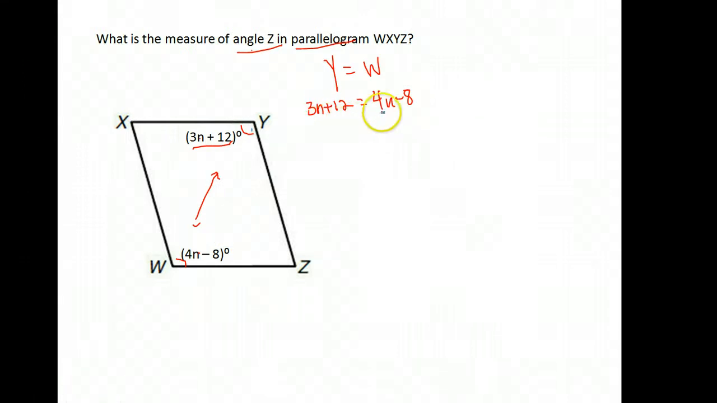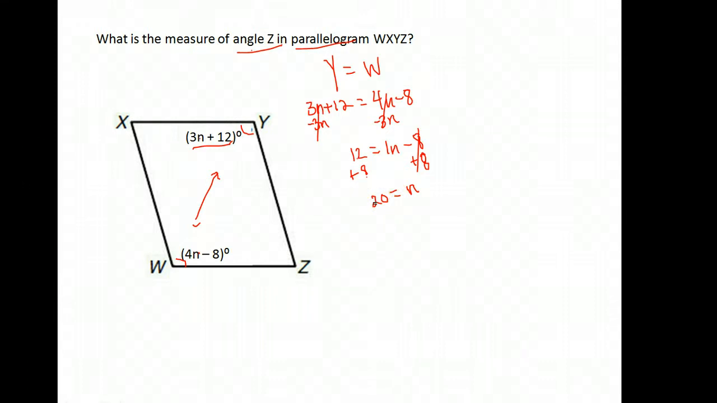That means we need to get our n's on the same side, so this 3n here, to move it, I would have to do minus 3n. Whatever you do on one side, you have to do on the other. So on the left, I still have 12. On the right, 4 minus 3 gives me just 1n minus 8. Now I want to get n by itself, so I have a minus 8 here. I need to do the opposite to move it, and do the same here. That gives me n. 1n and n are the same thing. 12 plus 8 gives me 20. So my n is 20.